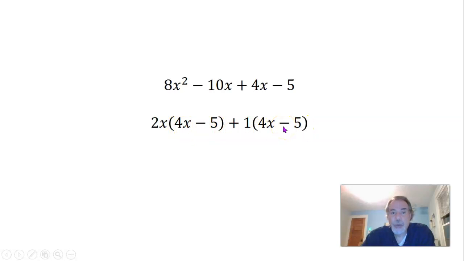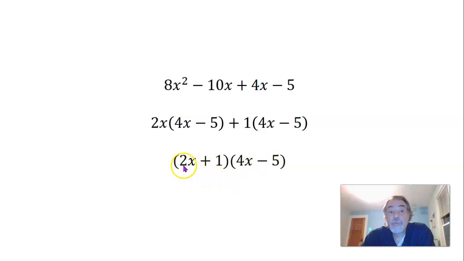And so do you see where we go from here? 2x plus 1 all times the 4x minus 5 that they have in common. Oops, that was supposed to be a minus. So there's our answer, 2x plus 1 times 4x minus 5.